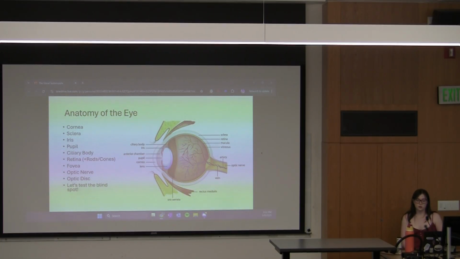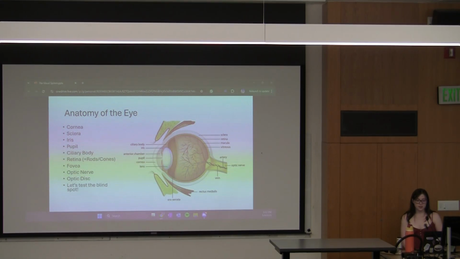It contains rods and cones, which we'll go over later, and it converts light into electrical signals sent to the brain. The fovea is a small central pit in the retina, packed with cones and responsible for sharp central vision. Almost there. The optic nerve is a bundle of fibers that transmit visual signals from the retina to the brain.